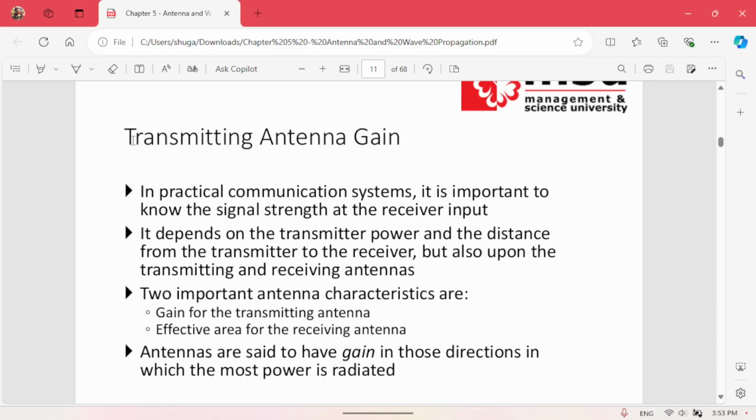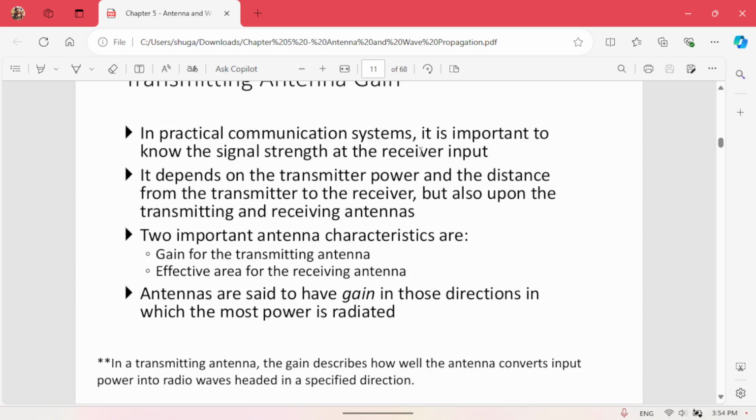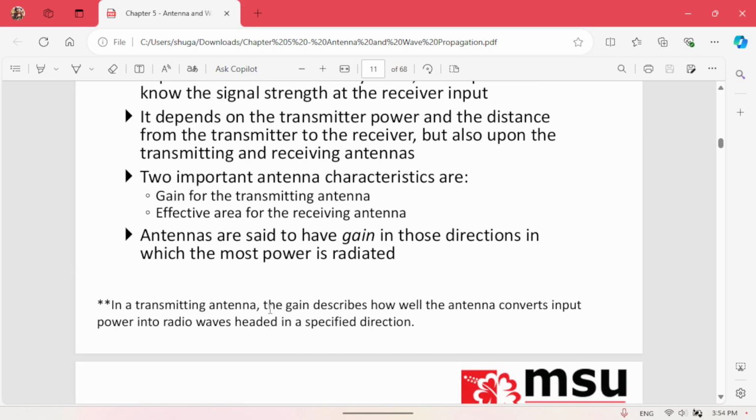So how do we transmit antenna gain? In a practical communication system, it is important to know the signal strength at the receiver input. The signal strength at the receiver input depends on the transmitter power, the distance from the transmitter to the receiver, but also upon the transmitting and receiving antennas. The two important antenna characteristics are the gain of the transmitting antenna and the effective area of the receiving one. Antennas are said to have gain in those directions in which most power is radiated.